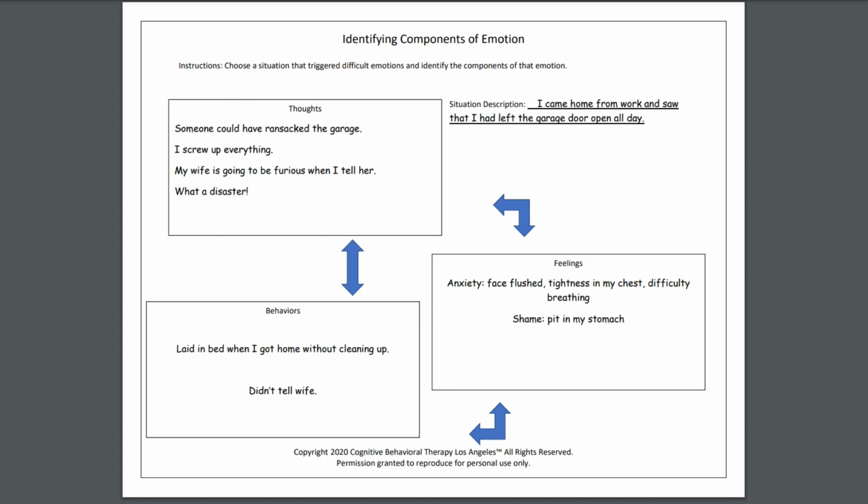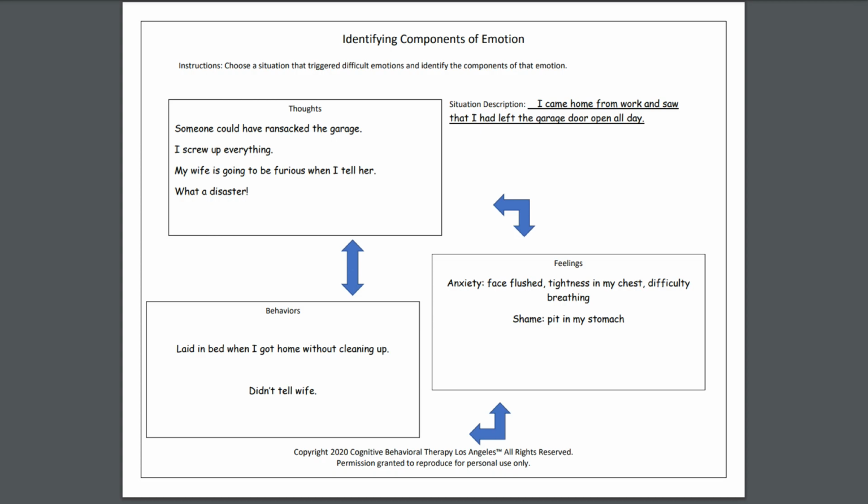Okay, so he's made a mistake. He left the garage door open all day. That's the situation. His thoughts are that someone could have ransacked the garage. I screw everything up. My wife is going to be furious when I tell her. What a disaster. So some quite negative thoughts, right? You can see how they could cause certain feelings or behaviors. But again, let's explain the other two first.